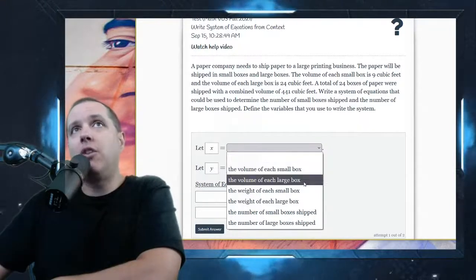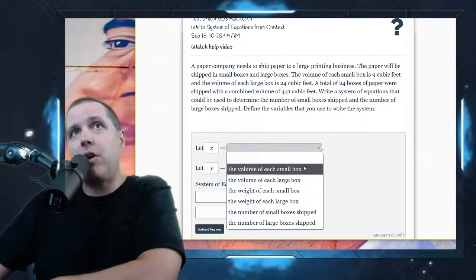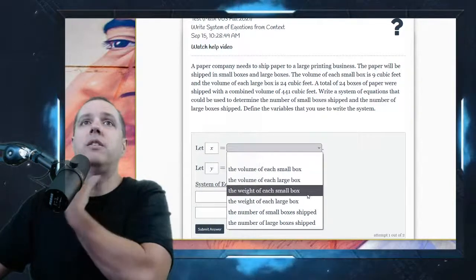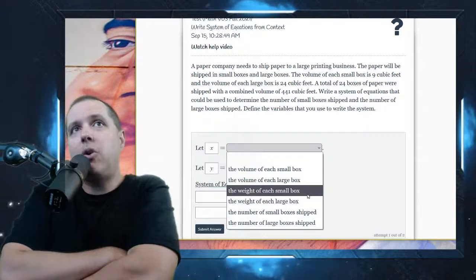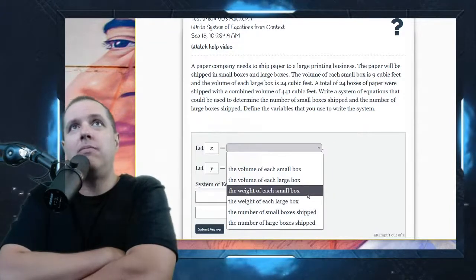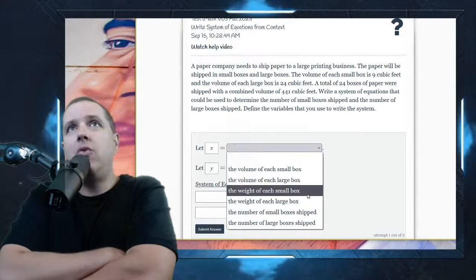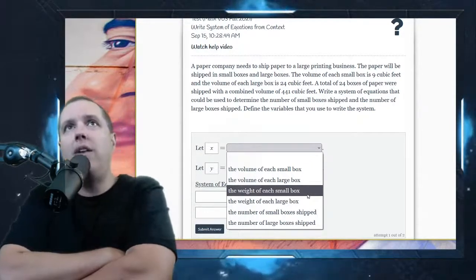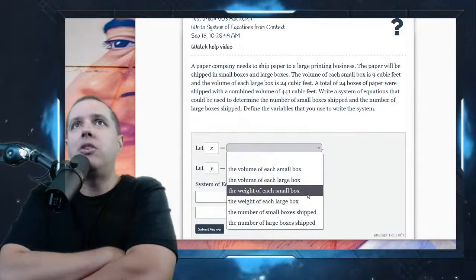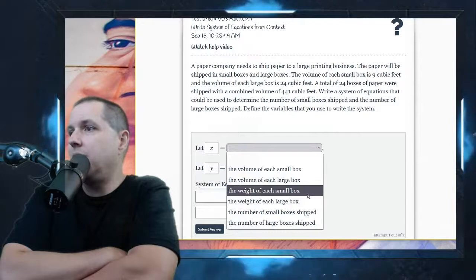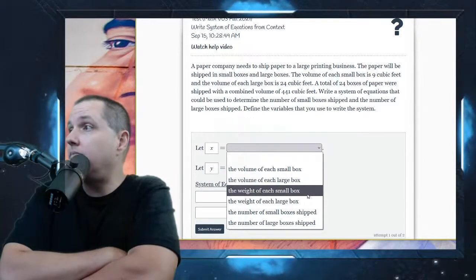Likewise, it's not the volume of the large box because we're given that information in the problem. So I can already eliminate the first two. Okay. We've got the weight of the small box and the weight of the large box. So going back and looking at the problem, I don't see anywhere where people are talking about weight. Why are we talking about weight all of a sudden? No one mentioned weight, I don't think, unless I'm missing it. That doesn't seem relevant because that seems like it would belong to a different problem, right?